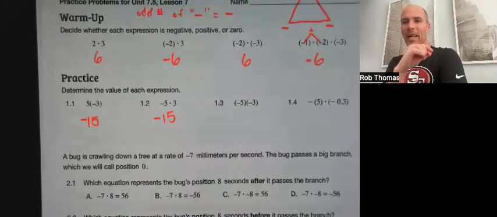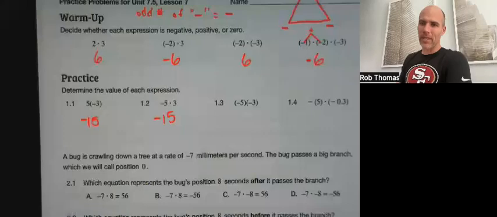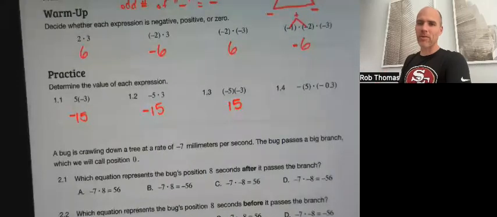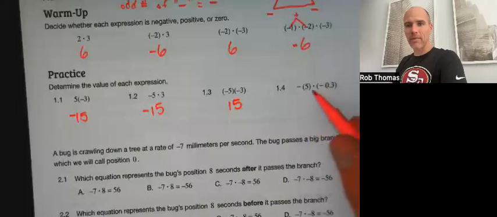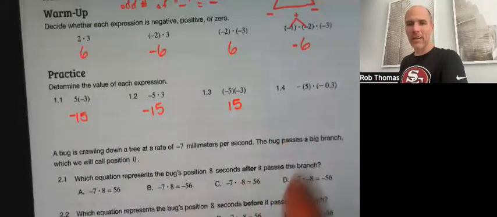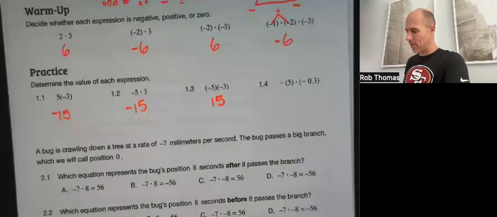Okay, next we got a negative times a negative. So it's still 5 times 3, it's 15. But if you got a negative and a negative, they're going to make a positive. So we're going to leave that positive this time. And again, you got positive here. Negative times negative is positive. I will leave you to figure out what 5 times 0.3 is, though.